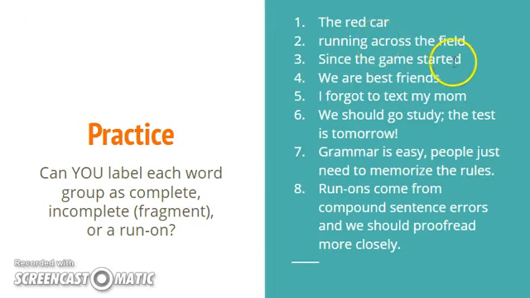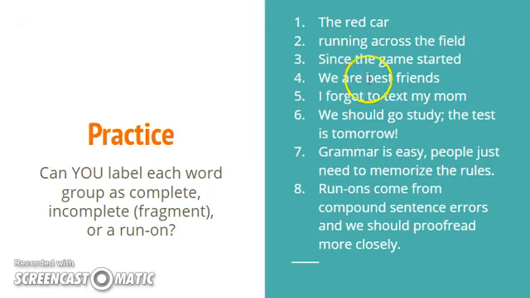Since the game started, doesn't that kind of leave you hanging? Weren't you waiting for me to keep going? Yep. This AWUBIS word, since, takes a subject and predicate and makes it dependent after all. So this is just a fragment.